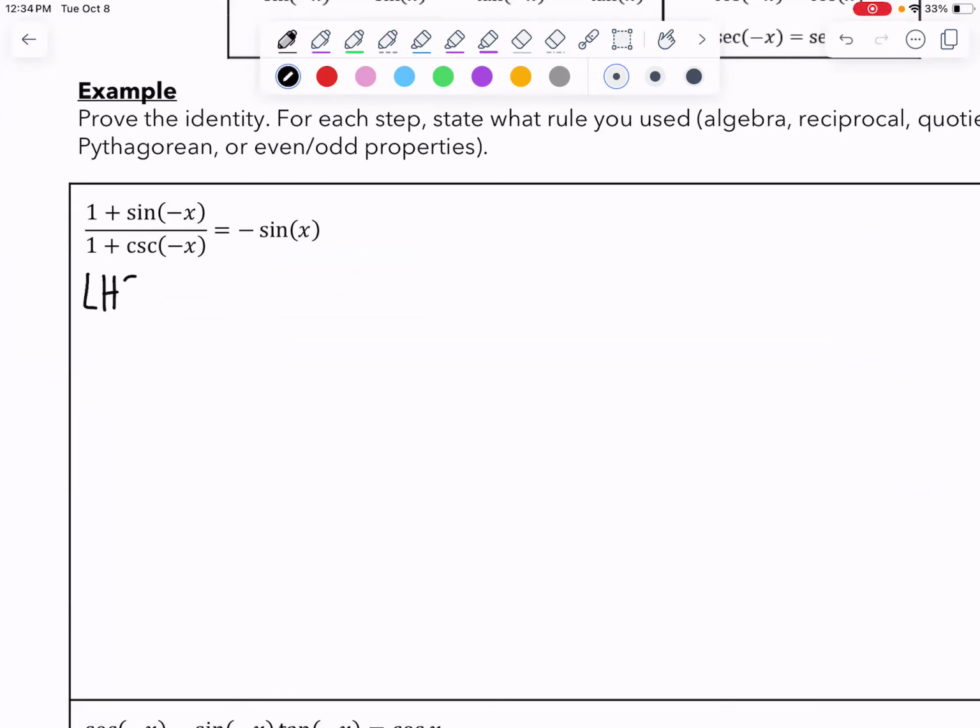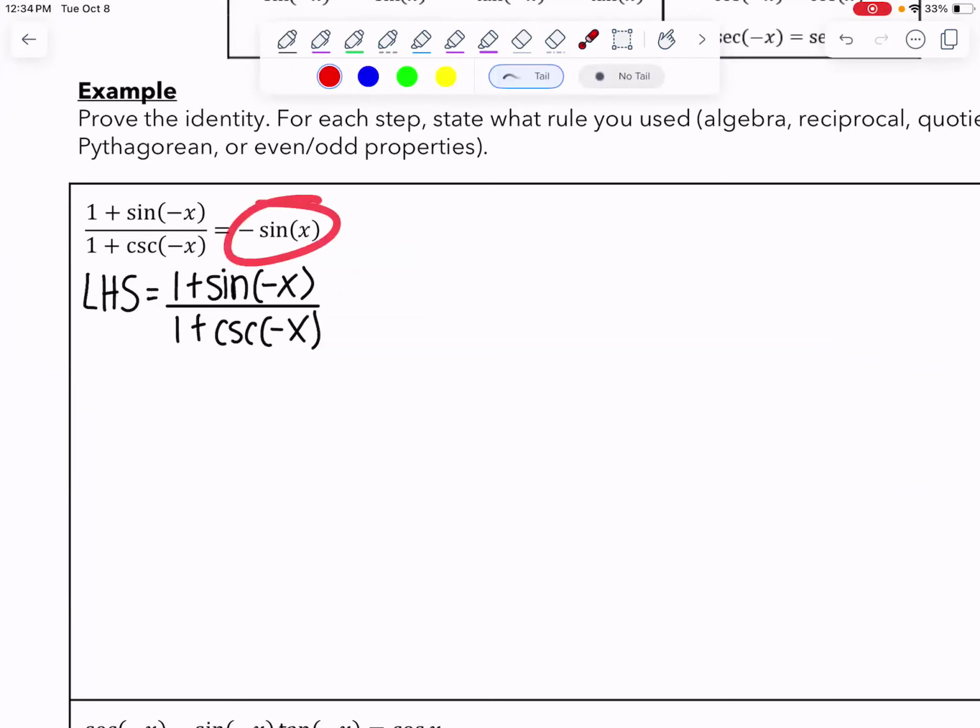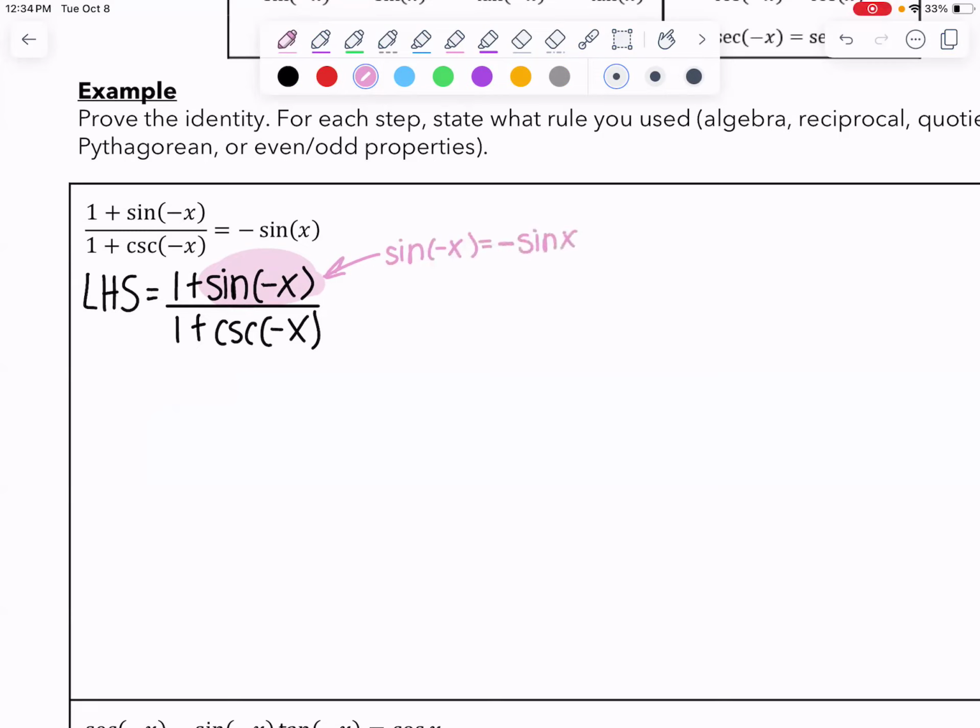Starting with the left-hand side, we have 1 plus sine of negative x divided by 1 plus cosecant of negative x. And this is supposed to eventually become equal to negative sine. So the first thing I see is we have sine of negative x. And I know that sine of negative x is equal to negative sine of positive x, so negative sine x.